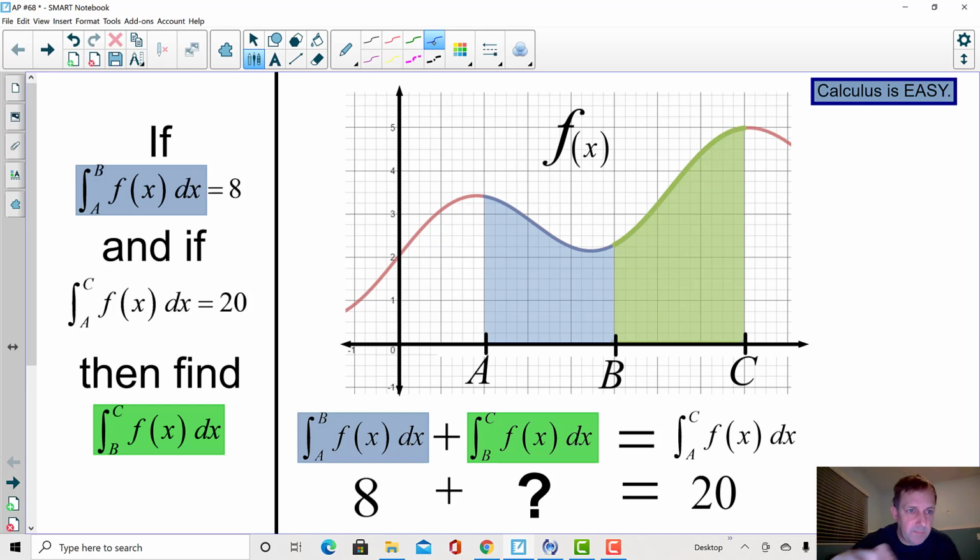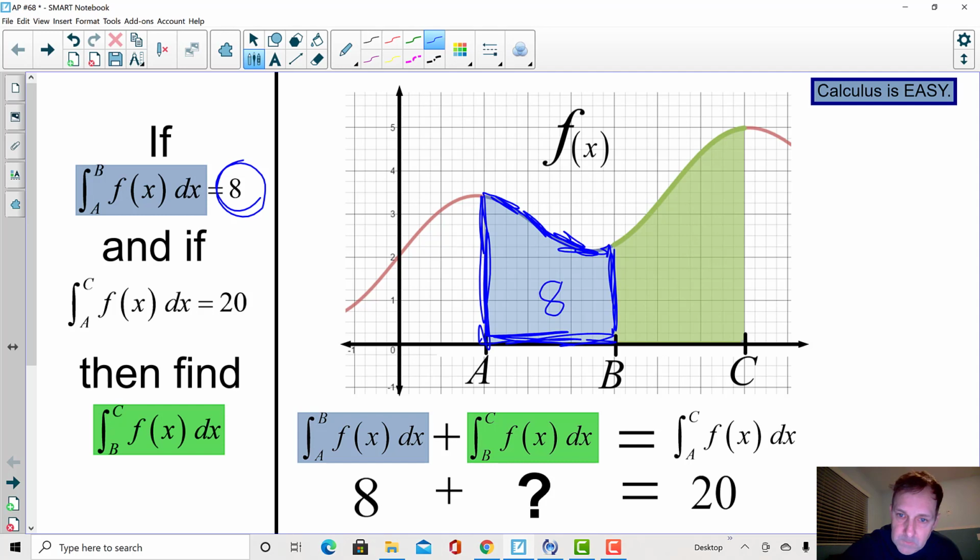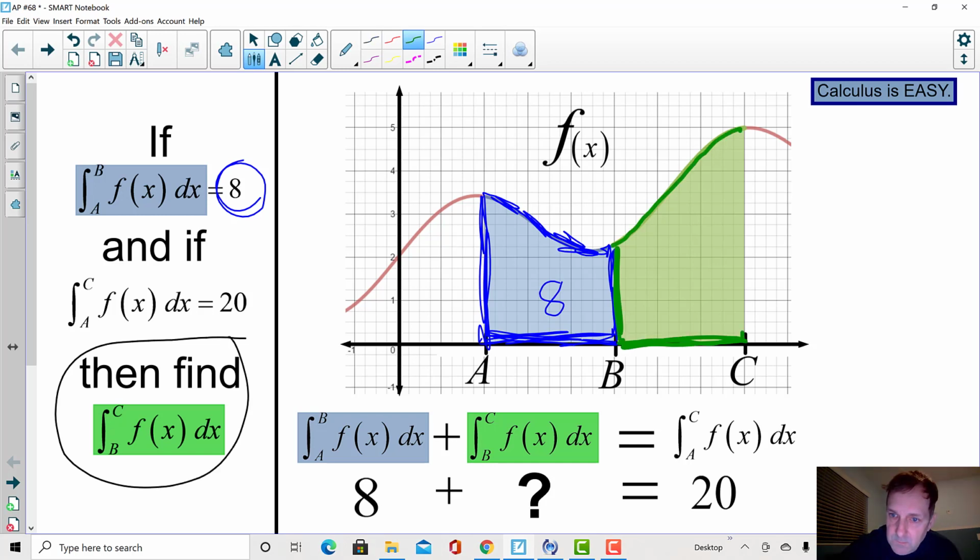Okay, for this first example, they're telling us that the integral from a to b is going to equal 8. So that's the blue region here. The blue region is going to equal 8. So this part right here in blue is going to give us 8. They want us to find the green region. That would be the integral from b to c. So we're trying to figure out this region right here. We'll put a question mark there.